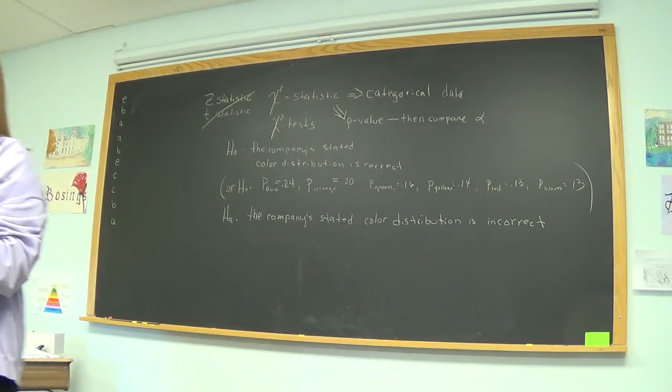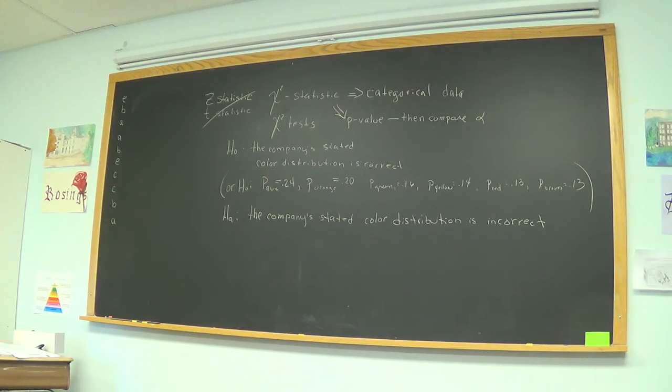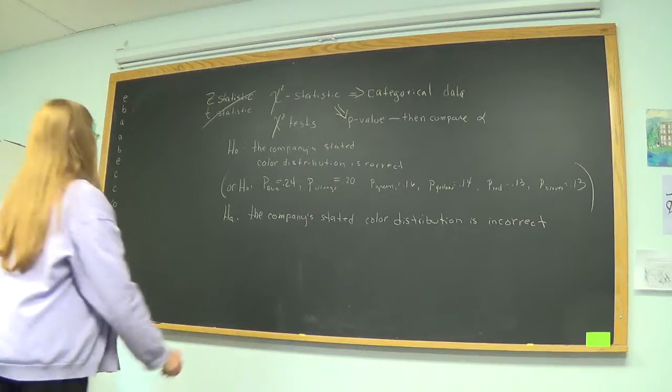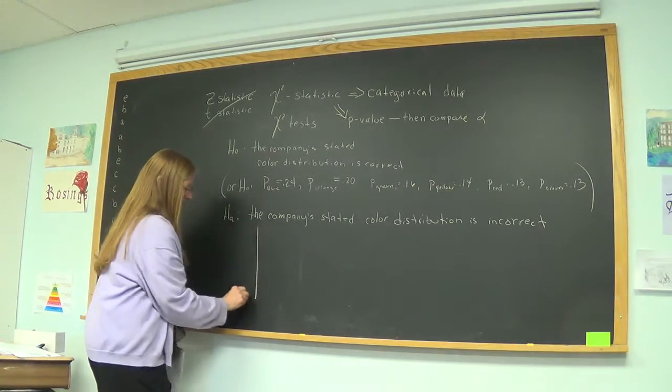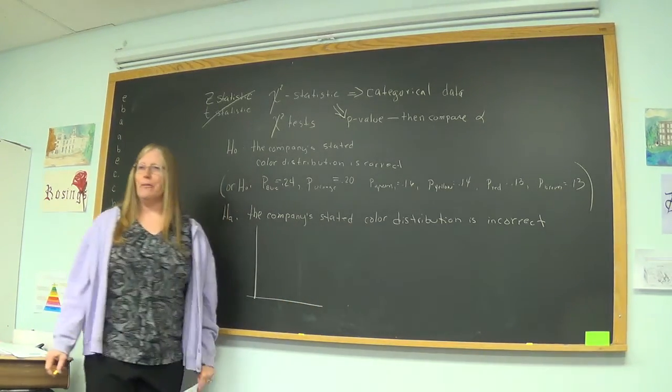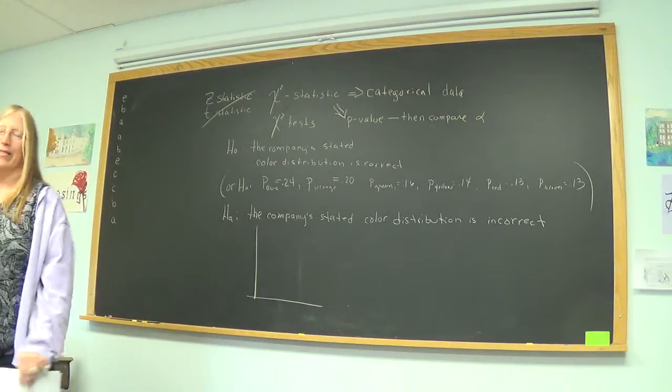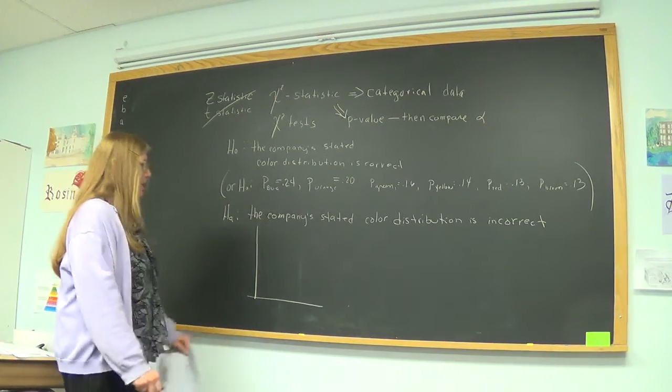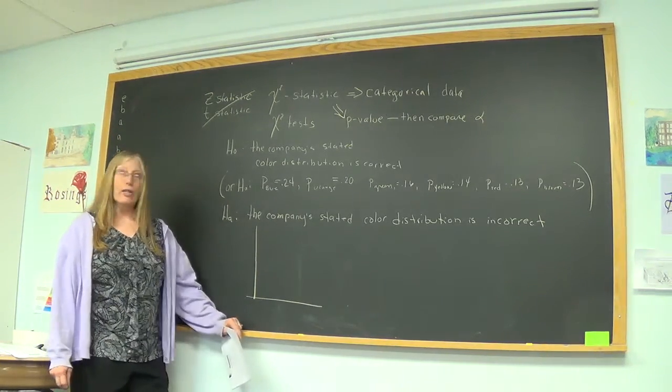Table C. The chi-squared. You've been reading ahead. No, I just want another table. All right, here we go. Before we go to table C, I read HA as the company's stated color distribution is incorrect. Let me show you what a chi-squared statistic looks like.